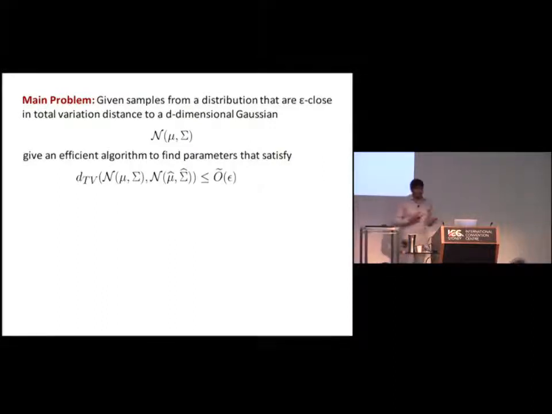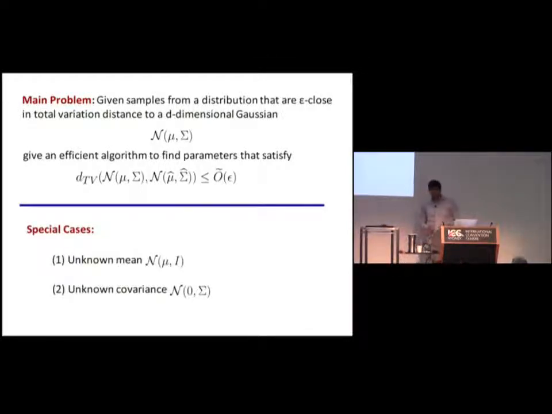So once again, we're given samples not from a true Gaussian, but something that's close to a Gaussian. So what if we're given samples from a distribution in d dimensions, which is epsilon close in total variation distance to a Gaussian? So it has a mean mu, but that's now a length d vector, and it has a covariance sigma, but that's a d by d matrix. And what we want to do is find estimates mu hat and sigma hat that are close in total variation distance. So we're given something that's close in total variation distance, and we want to find something that's also close in total variation distance.